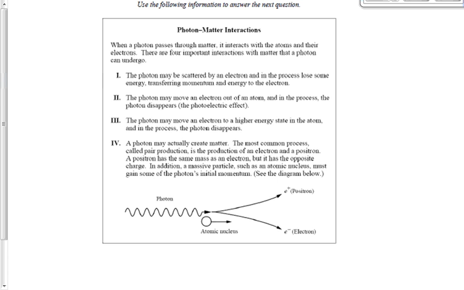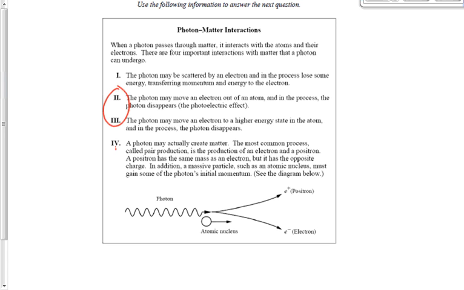Number 3: the photon may move an electron to a higher level, and in the process, the photon disappears. So it's kind of like number 2. 2 and 3 are almost the same. The photon gets absorbed by the electron. If it's got enough energy, it can cause the electron to jump out of the atom. If it doesn't have enough energy, it can just cause the electron to jump to a higher level. But in either process, the photon disappears.